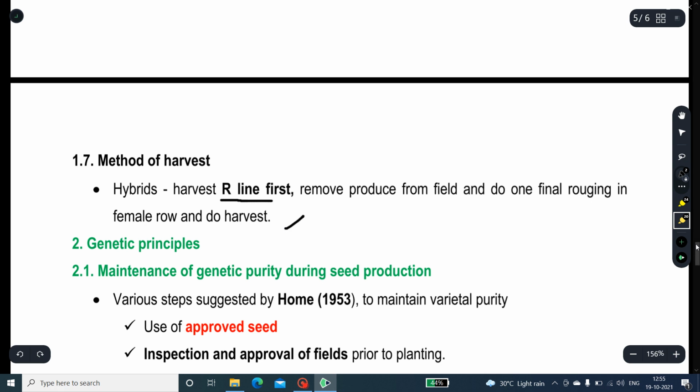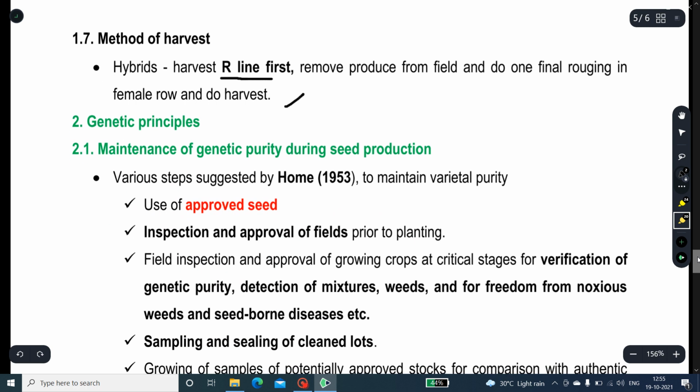So far we have seen varietal seed production and hybrid seed production, and what are all the agronomic principles followed in seed production. And now we are going to see the genetic principles of seed production. This we have also seen separately in hybrid and varietal seed production. Even though we have seen that, let us see it from an overall point of view.